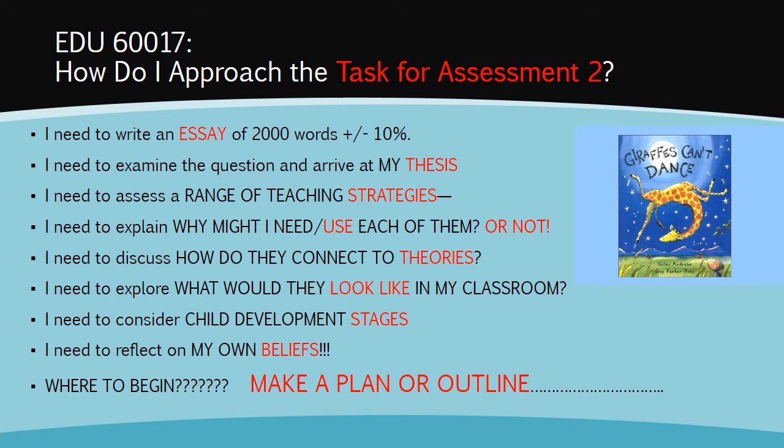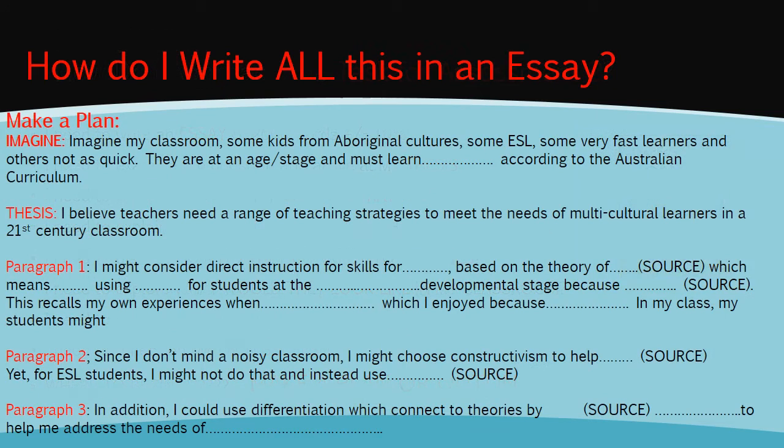Most of all, I've got to think about the kids. What stages are they at? What are their needs? And I've got to think about my own beliefs. What conclusions have I come to based on my own experiences, on my readings, on my research? What have I decided? Well, to answer this particular assessment, I think the best thing to do is to make a plan. So how do I write all of this in an essay? Well, first I want to think about what it is I want to say.